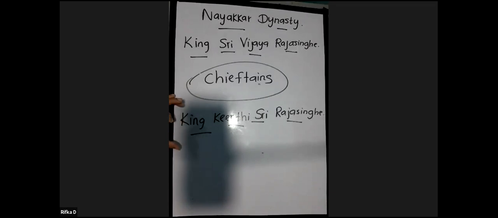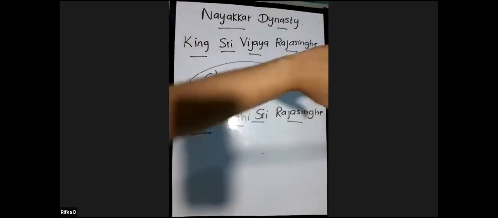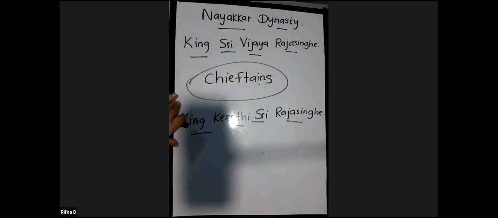Now tell me, was this King Kirti Sri Raja Singha the son of King Sri Vijaya Raja Singha? If I say that, is it correct? No, it is not correct. According to the Nayaka dynasty, yes, you are correct. King Kirti Sri Raja Singha, the brother of King Sri Vijaya Raja Singha's queen, became the king of the Kandyan kingdom.